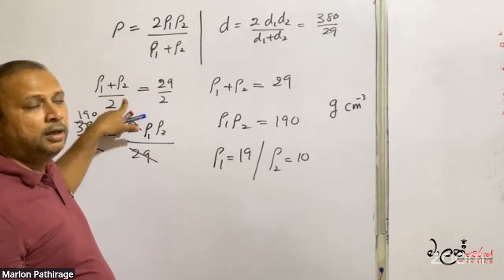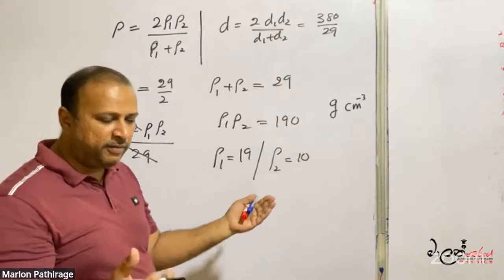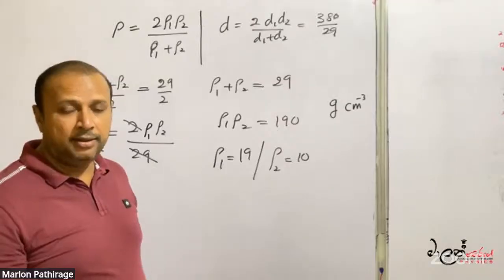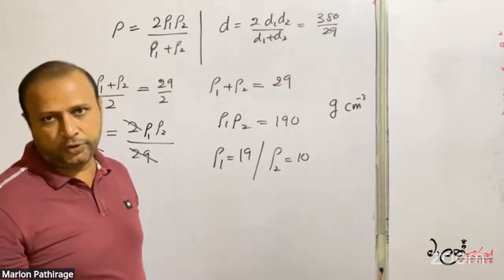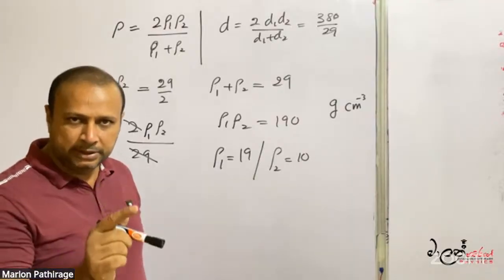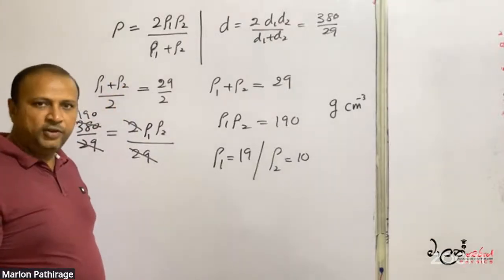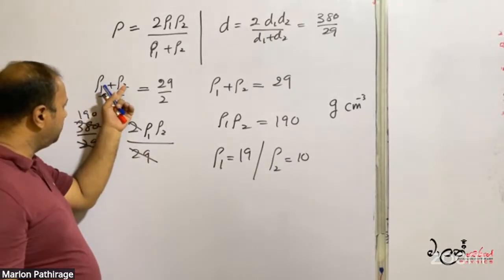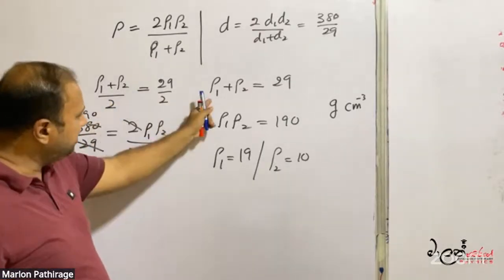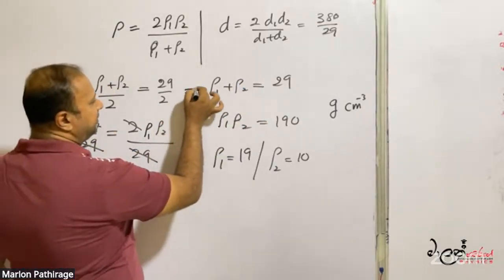And then we are given that when these two metals are mixed in equal volumes, the density of the mix is 29.2. When they are mixed in equal volume, the density of the mix is equal to ρ1 plus ρ2 over 2. Therefore, ρ1 plus ρ2 over 2 is equal to 29.2. 2 and 2 will be cancelled out. That means ρ1 plus ρ2 is equal to 29.